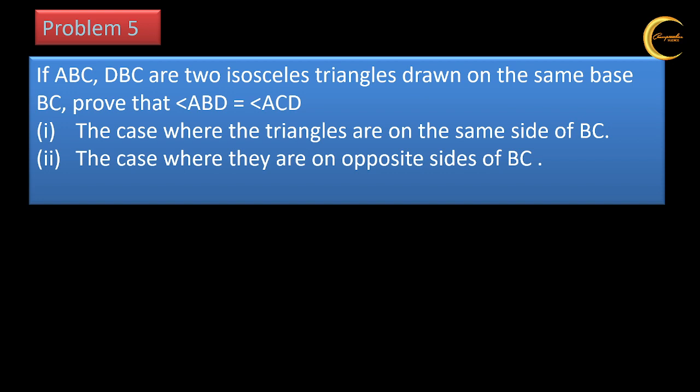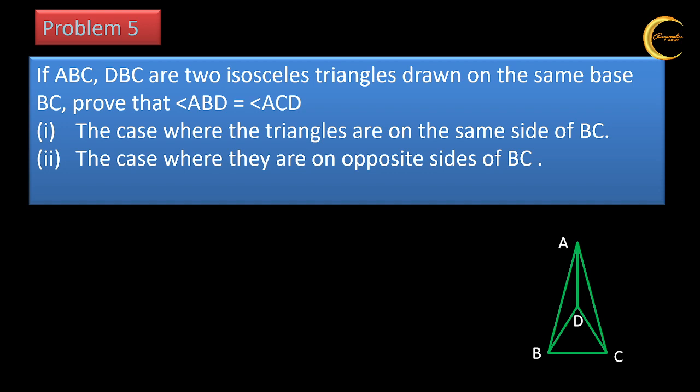So if ABC and DBC are two isosceles triangles drawn on the same base BC, prove that angle ABD equals angle ACD. And consider the case where the triangles are on the same side of BC, and the case where they are on opposite sides of BC. So there are two cases: one is the opposite sides of the two triangles, another is the same side of the two triangles.